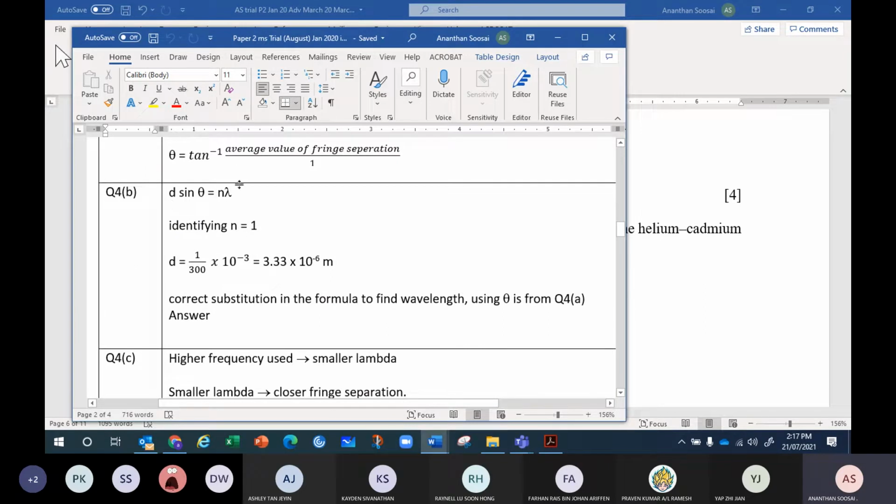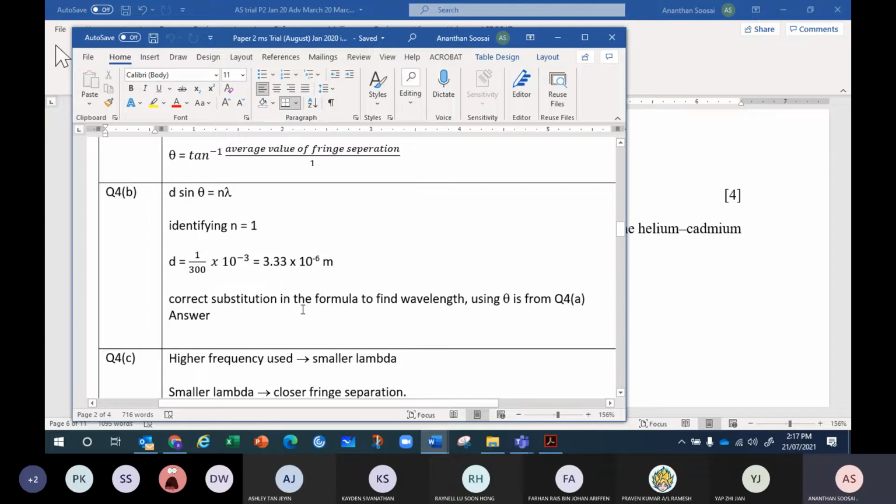Yeah, so d sine theta equals n lambda. Of course, n you use 1. d is 1 millimeter over 300. Millimeter change to meter, so times 10 to the power of negative 3 on top. So you get the d. Correct substitution of the formula for wavelength. Theta you already know at part A. So you substitute, you get the wavelength.